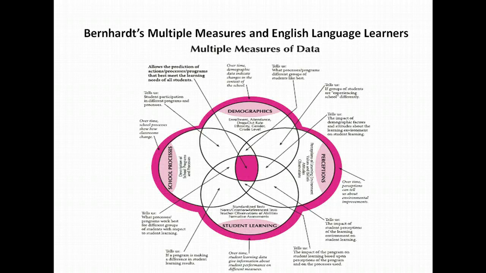When we apply the notion of multiple measures from our first KtO PD to the circumstances of English language learners, we see how dramatically the domains of school processes, perceptions, demographics, and the student's previous learning can impact their ability to navigate not only written text in a new language, but their entire school experience.